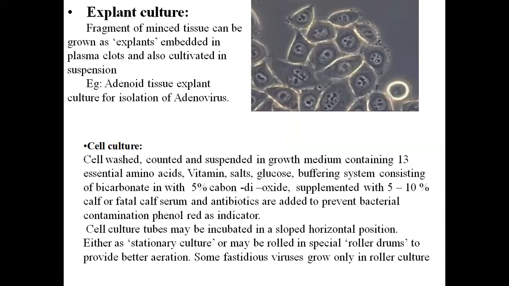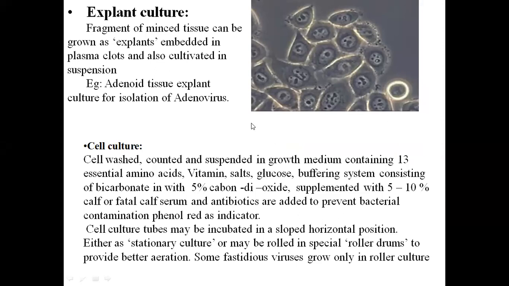Next is the explant culture. Here, the fragment of tissue will be minced, that is somewhat powder like. The fragment of minced tissue can be grown as explants and embedded in plasma clots and also cultivated in suspensions. The best example is adenoid tissue explant culture for the isolation of adenoviruses.